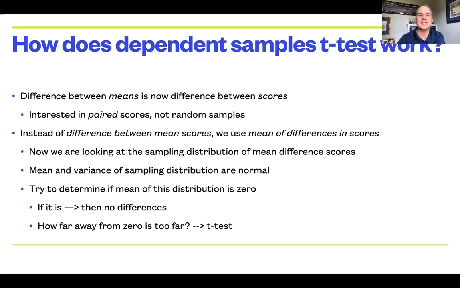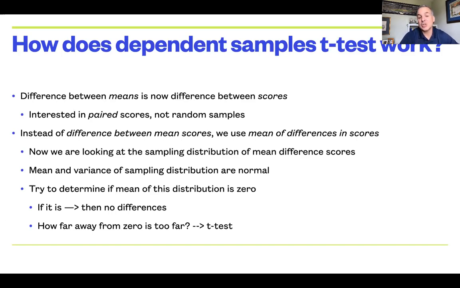In the dependent samples t-test, we now look at the difference between individual scores, right? So a participant's score at time 1 and their score at time 2, and we look at the difference between there. And then we look at the mean difference in scores, right? So it's a little nuanced difference there. We're not looking at the difference between the mean of each group. We're looking at the mean of the differences among all of the people, right?